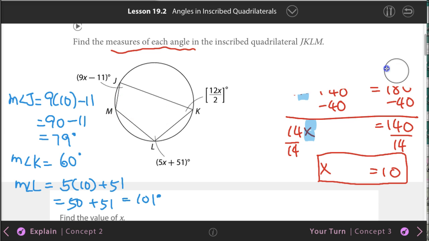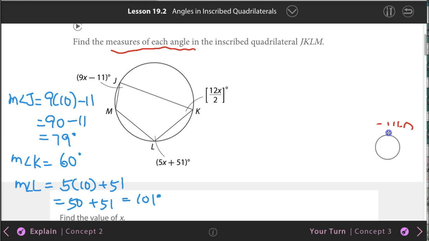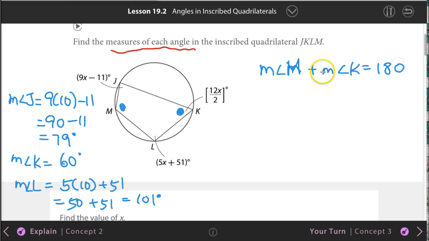I'm going to have to erase this side because I ran out of space. So let's do this. This angle and this angle are supplementary. So the measure of angle M, capital M, plus the measure of angle K is supposed to equal 180. We already know how big the measure of angle K is right here. That's 60 degrees. So let's do this. Measure of angle M plus 60 degrees is equal to 180 degrees.